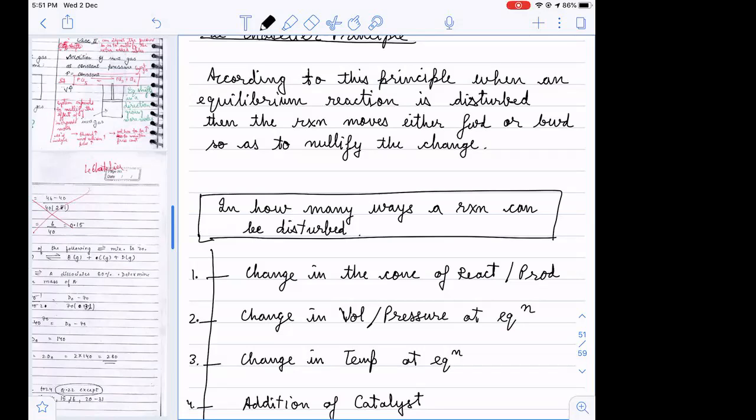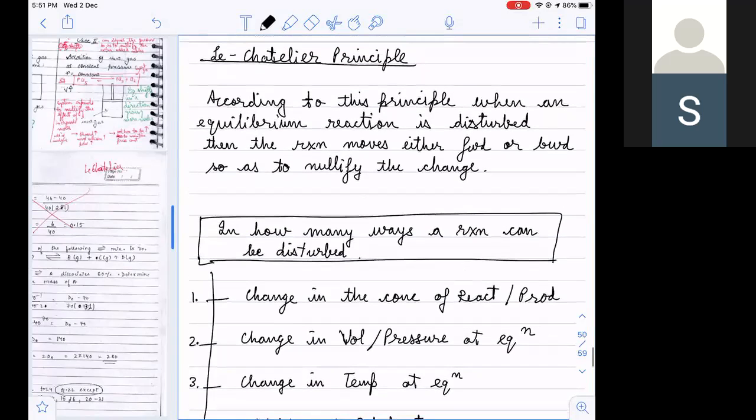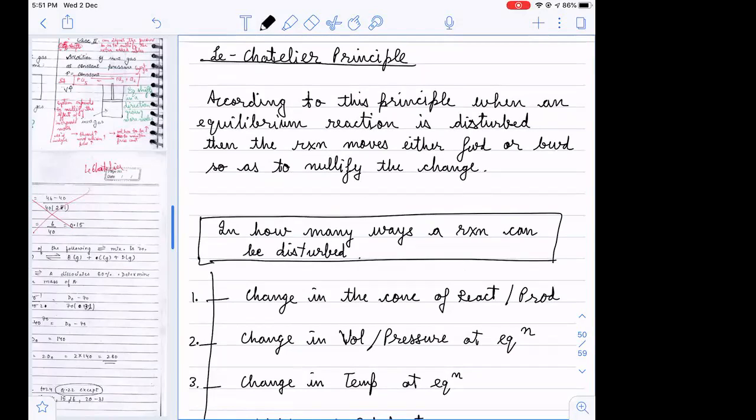Okay. So Daksh, are you here? Hello, sir. Okay, great. So Daksh, we are starting with Lee Chatelier principle, which is the last topic of this chapter. So Lee Chatelier is written in the definition. Can you read, Daksh, what is written?